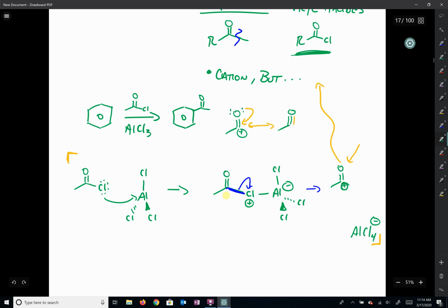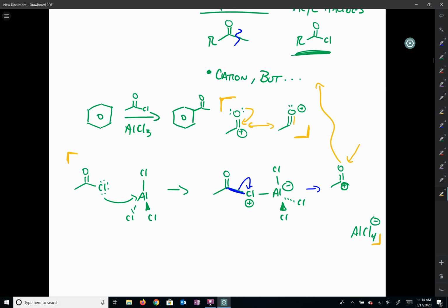Right, the geometry here is going to be a little bit different looking, okay? So we can resonance stabilize our electrophile here. Cool. So this stops this from rearranging, and that's exactly what we wanted. Now we don't have to worry about rearrangements, but we still do have to generate an electrophile, right?